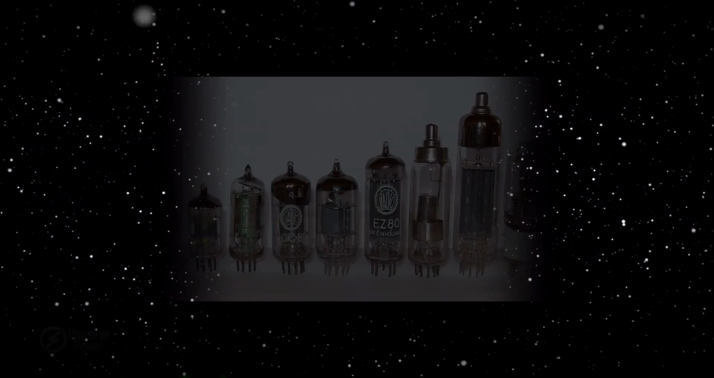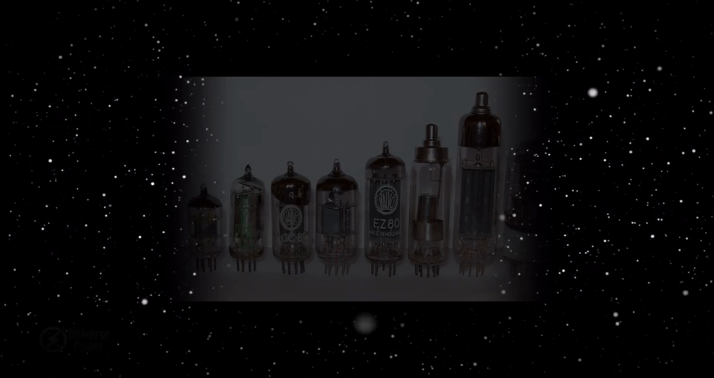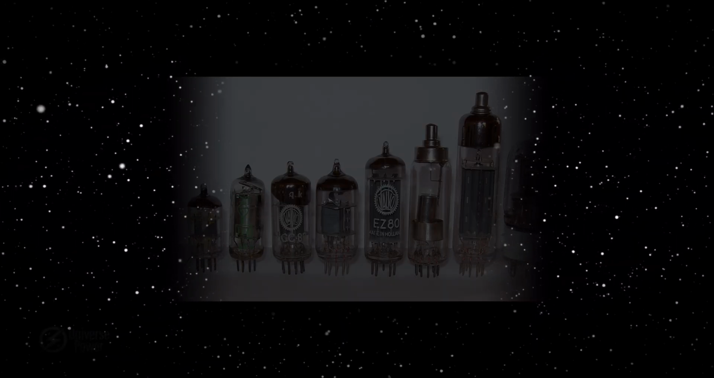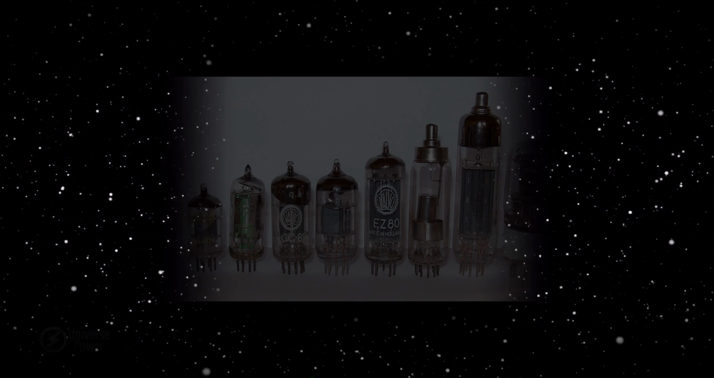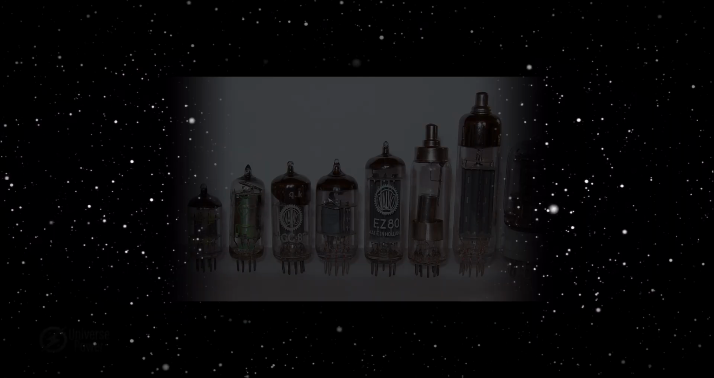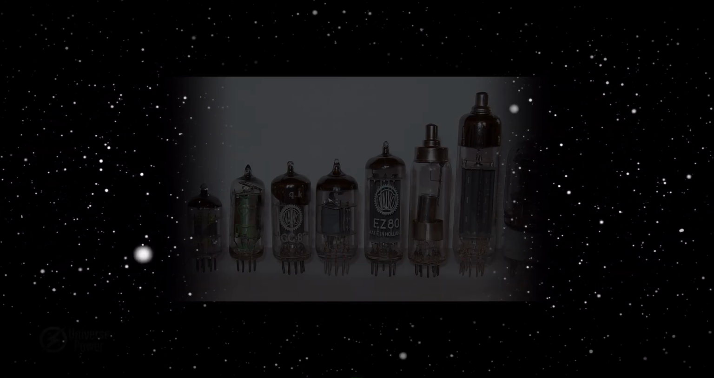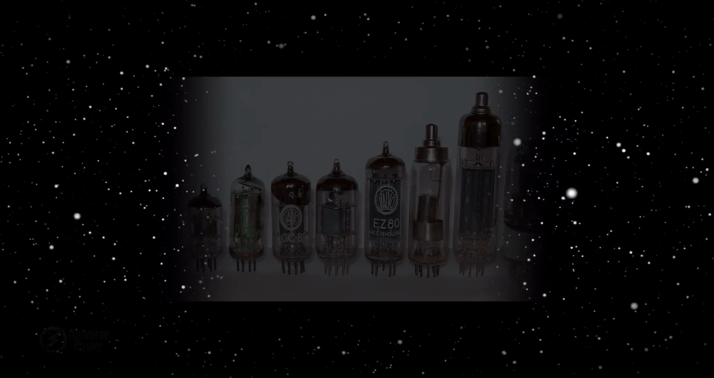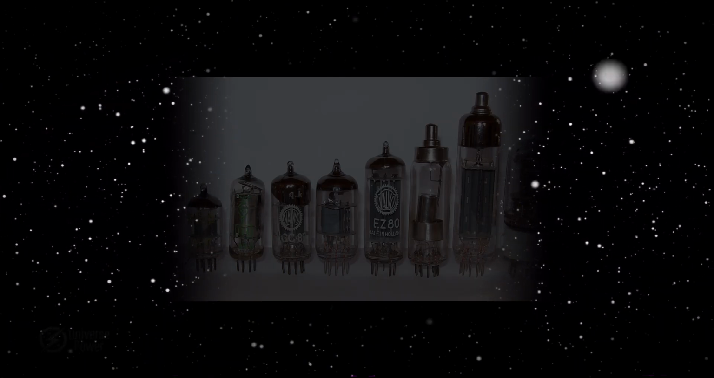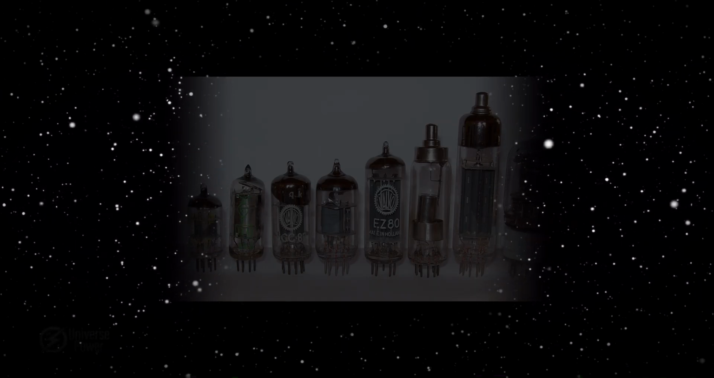Level 21. Vacuum tubes and their role in switching. By the early 20th century, vacuum tubes changed everything. A vacuum tube could act as a switch, turning electrical signals on and off, or as an amplifier to boost signals. These properties made them the essential building blocks of early electronic computers.